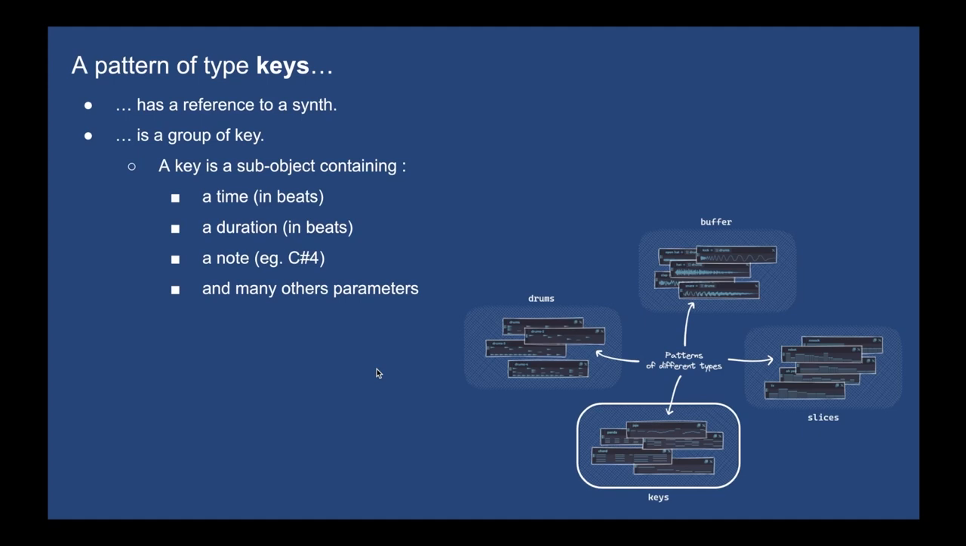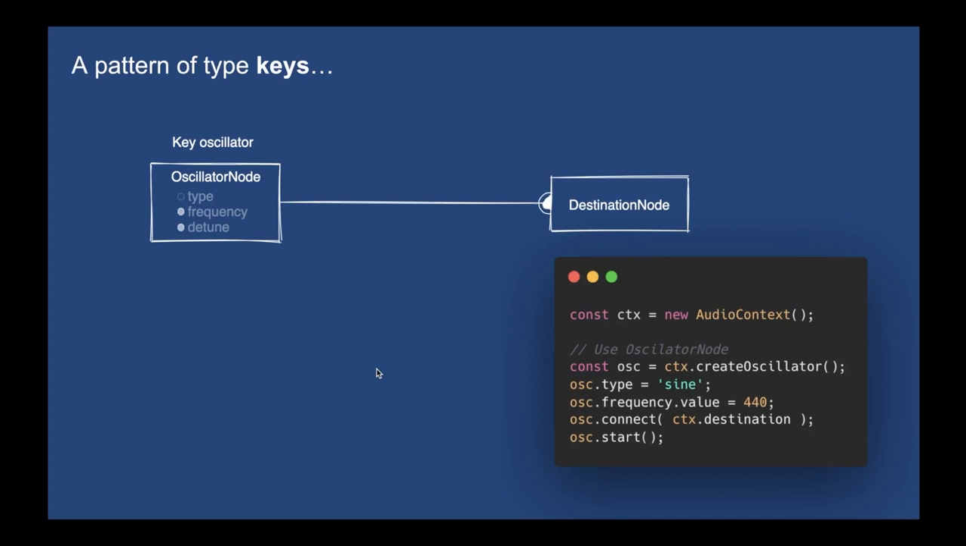From the Web Audio API side, keys are the opposite of the buffers. When buffers patterns use an audio buffer source node, which stores the audio data, keys use oscillator node made to generate a sound at runtime without saving any audio data array. In the snippet, we see that when we create the oscillator node to generate a specific sound, the nodes rely on the audio waveform and on some other parameters. We can see that we set the type to sine and the frequency to 440.